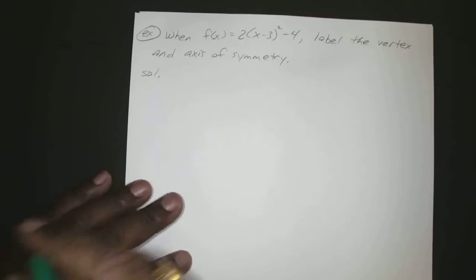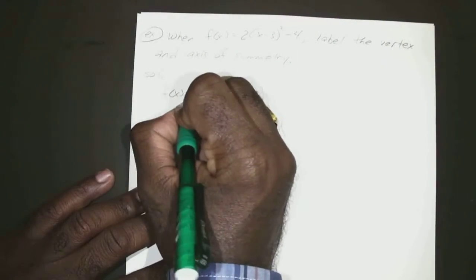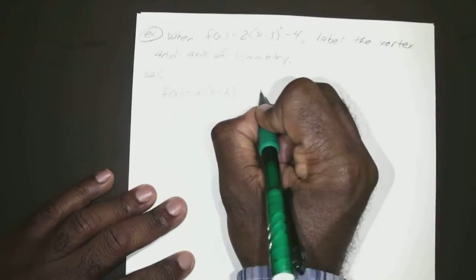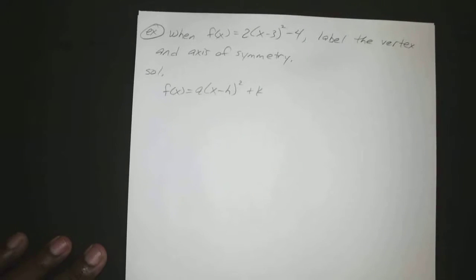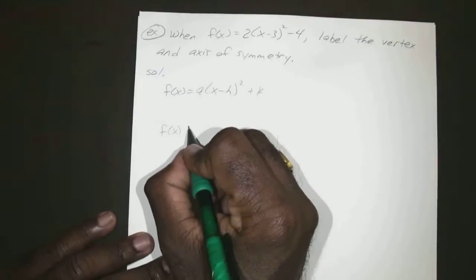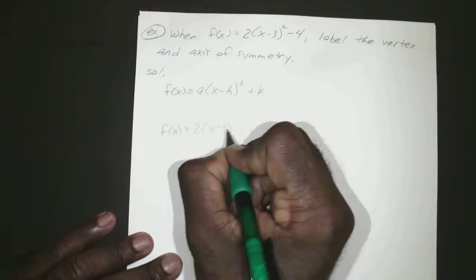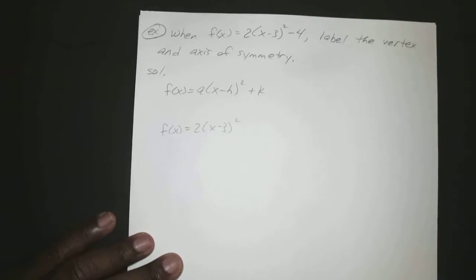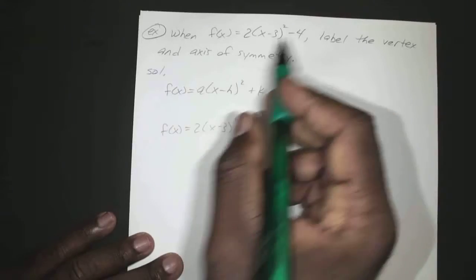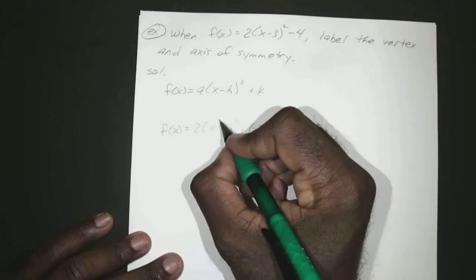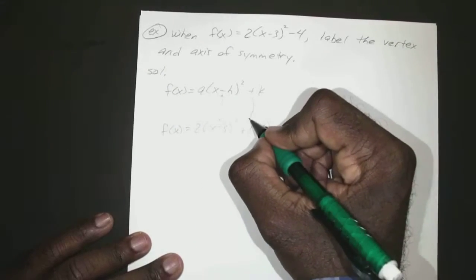Okay. So we know that it's in the form f of x equals a times x minus h squared plus k. Okay. So that means in our equation, 2 times x minus 3 squared, these signs have to match. So you don't want to put plus 4 because that would change it. So you want to put plus negative 4. So you want all those signs to match up.